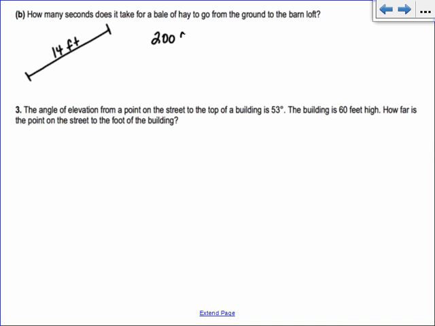So we're going to say 200 feet every minute. Well, how many feet is that per second? So I'm going to change my minutes into seconds. So 1 minute is the same as 60 seconds. So in a single second, 200 divided by 60 is going to be 3.3 repeating feet each second.